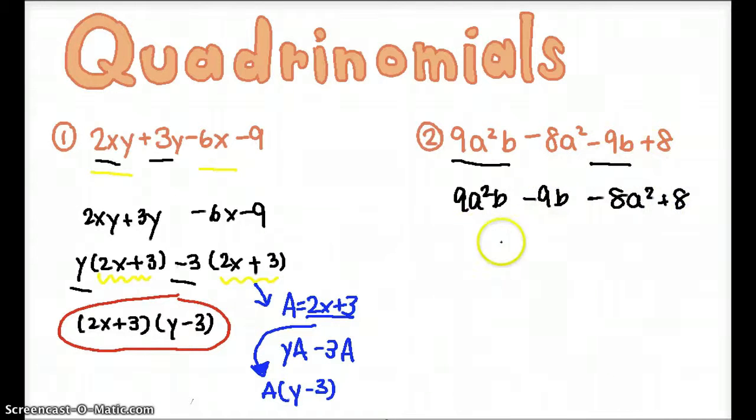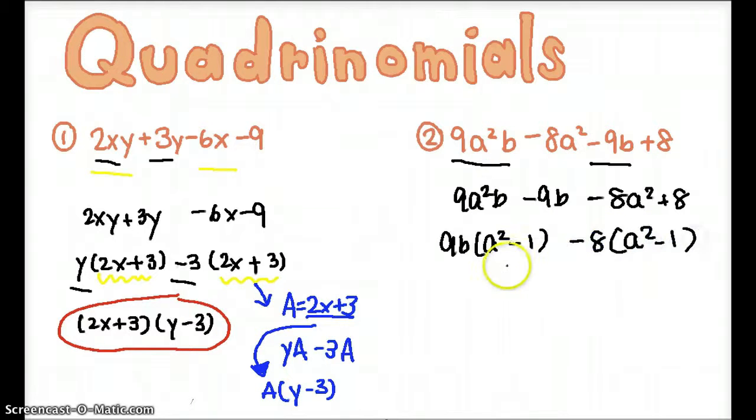And then I'm going to factor out the common factors. So in this one it would be 9b, and we get a squared minus 1. And here we have negative 8, and a squared minus 1. And we get the a squared minus 1, a squared minus 1 here. So we can do the exact same thing, this blue part that we've been doing before. And we get a squared minus 1, and we get here the 9b and then the negative 8. Then we get 9b minus 8.